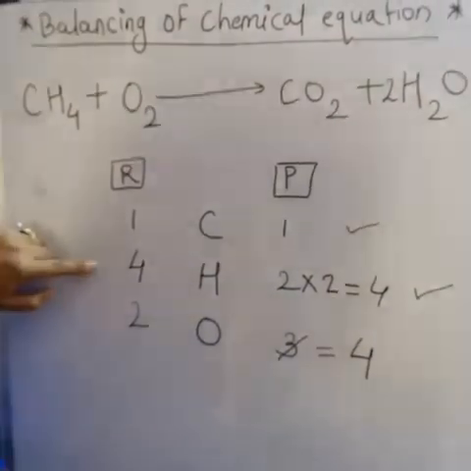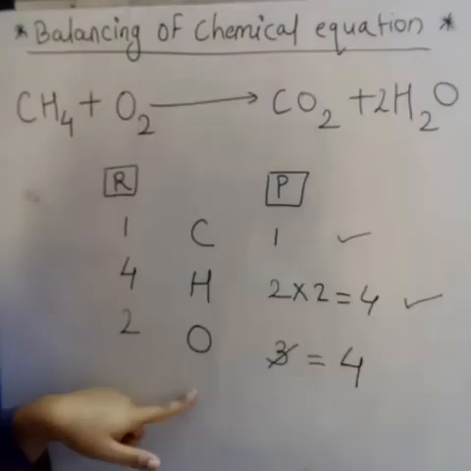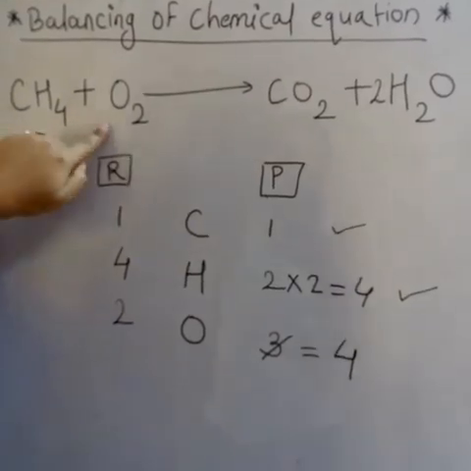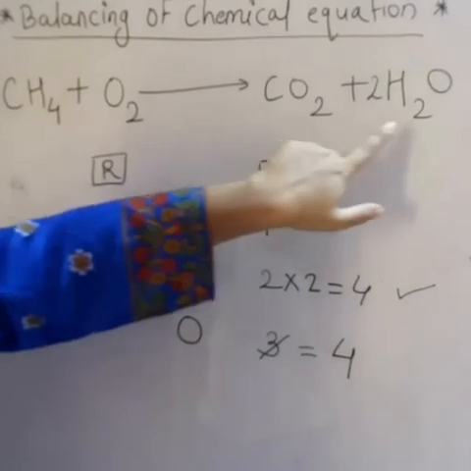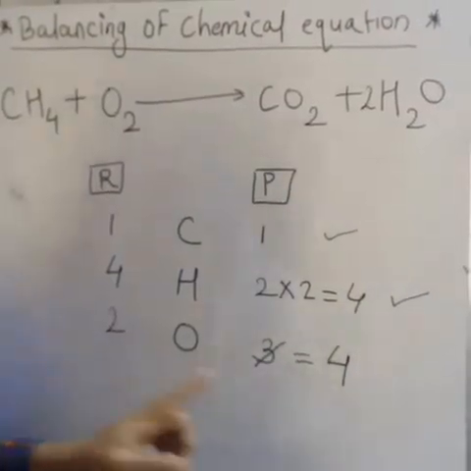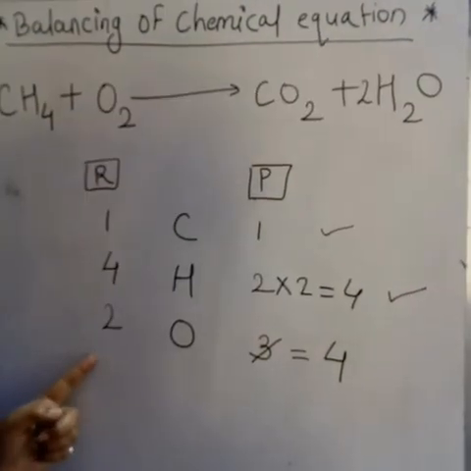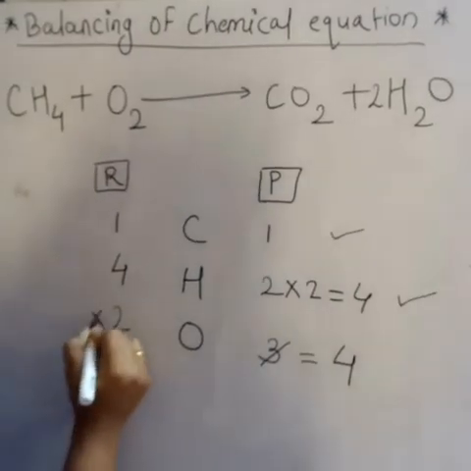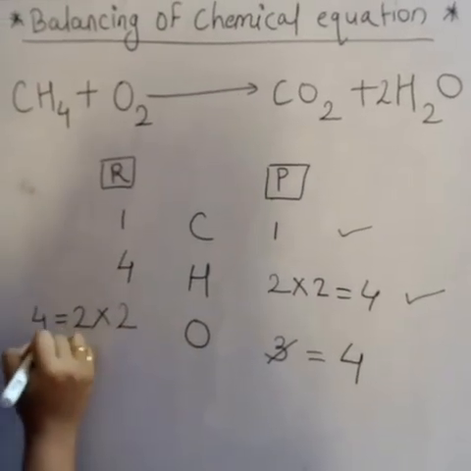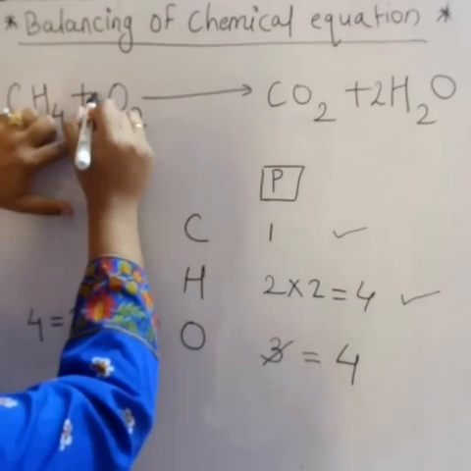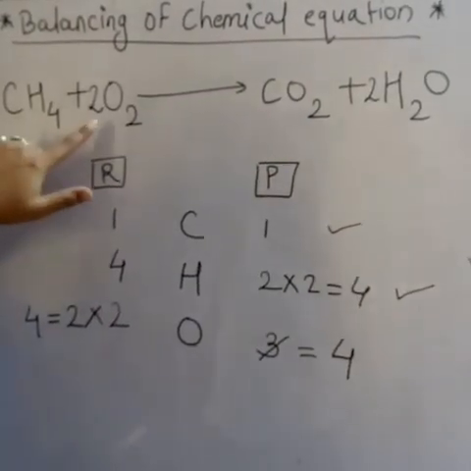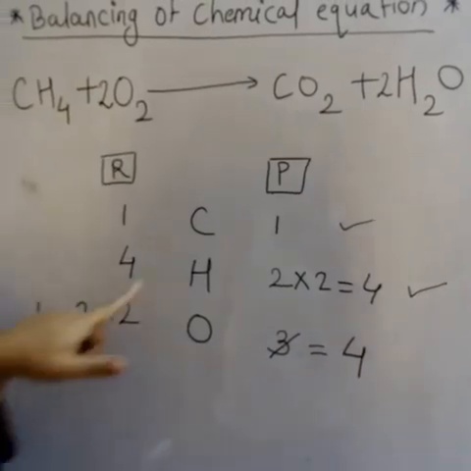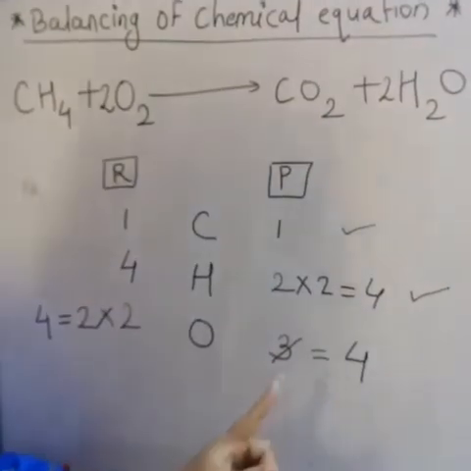So hydrogen is also balanced. Now look at the oxygen number. On the reactant side there are only 2 atoms of oxygen, and on the product side there are 4 oxygen. So we require 4 oxygen atoms on the reactant side also. We can easily multiply this by 2, so it becomes 4. So here we will multiply, or add, coefficient 2 to the oxygen element. Now this becomes 4 on the reactant side, and oxygen becomes 4 on the product side.